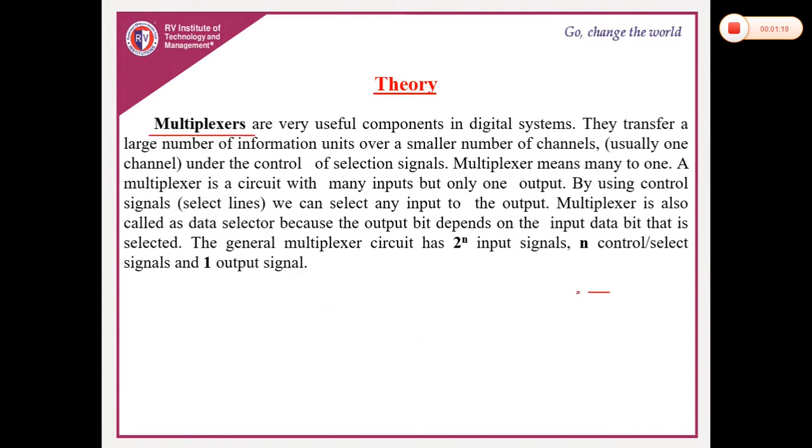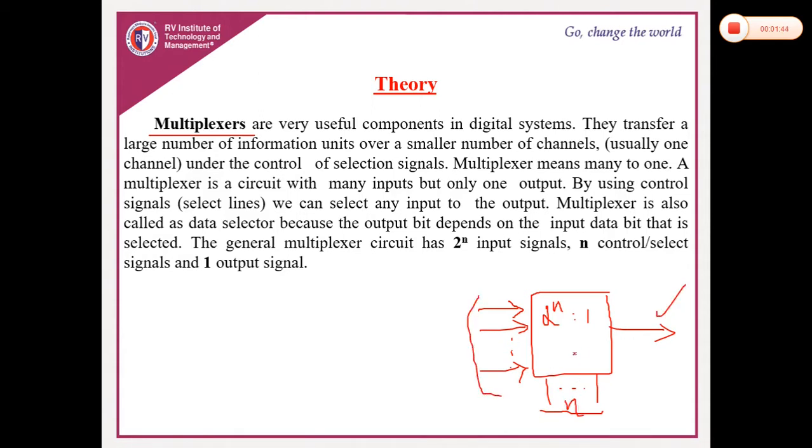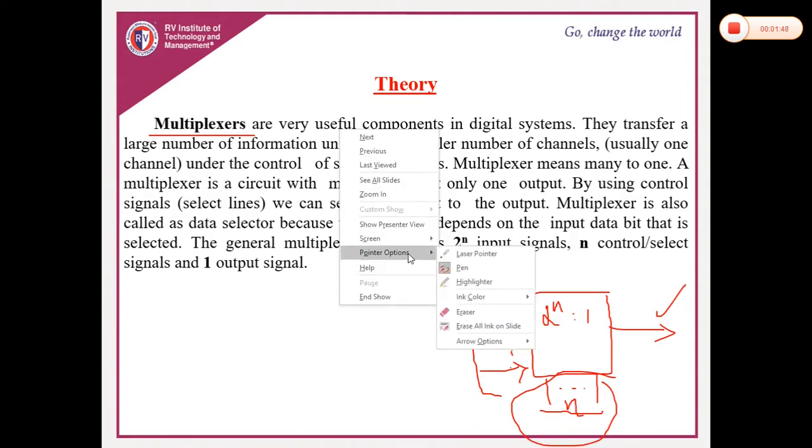Basically multiplexers are combinational circuits that have 2 power n inputs and 1 output. Means we have 2 power n data inputs which are selected with the help of n select inputs. Okay, and we'll get only one output. This output will be depending upon these n select inputs. So these are data inputs, this is data output, and we have select inputs also. So this is a combinational circuit.